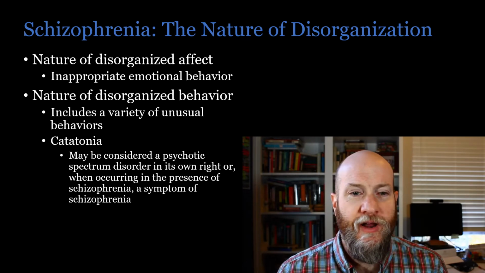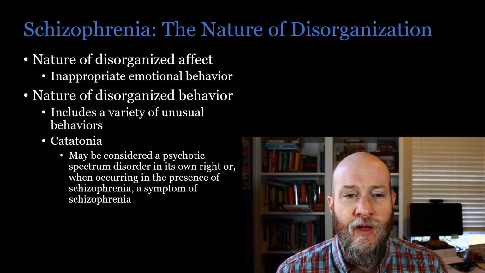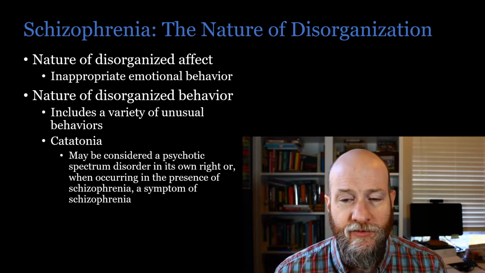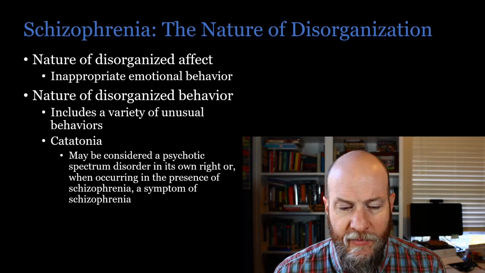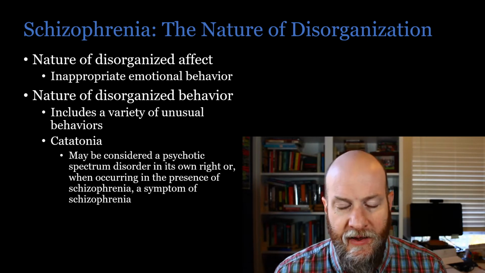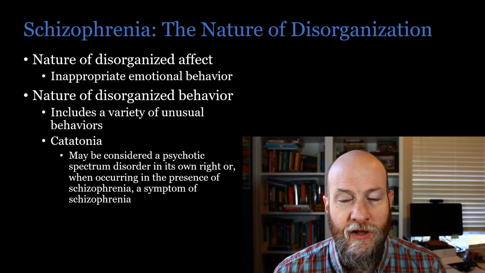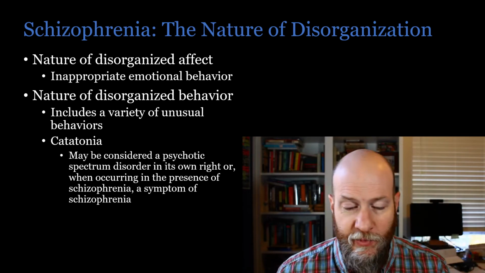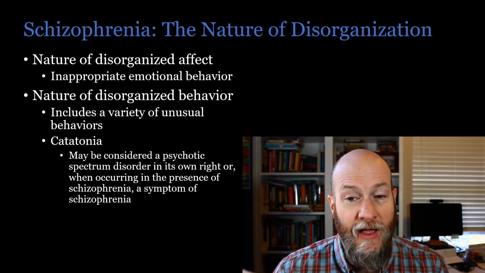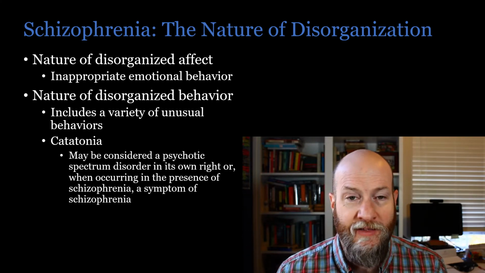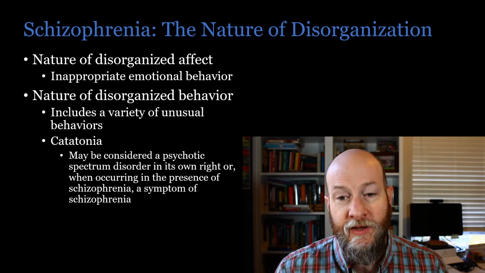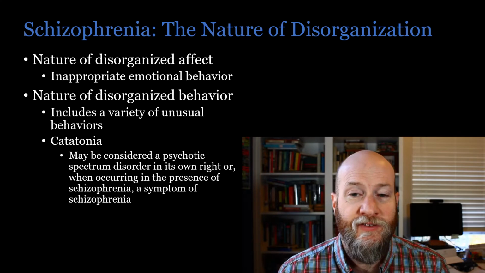So, as I said, disorganized affect, inappropriate emotional behavior. There are also a variety of unusual disorganized behaviors that are associated with schizophrenia. One of them is catatonia, or being completely flat and disconnected, not making any eye contact, appearing almost to be in a coma or just to be absent. It can be considered catatonia. If it's the only symptom, it is sometimes regarded as a psychotic spectrum disorder we're going to talk about. But if it occurs in the presence of schizophrenia, the larger syndrome, then we refer to it as a symptom of schizophrenia.